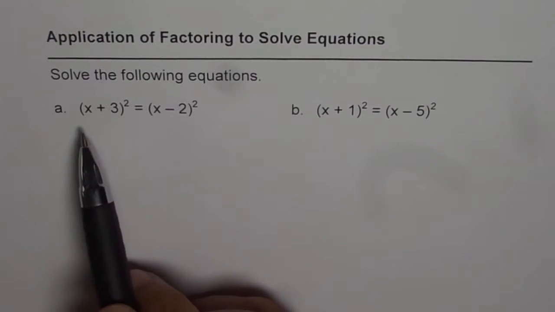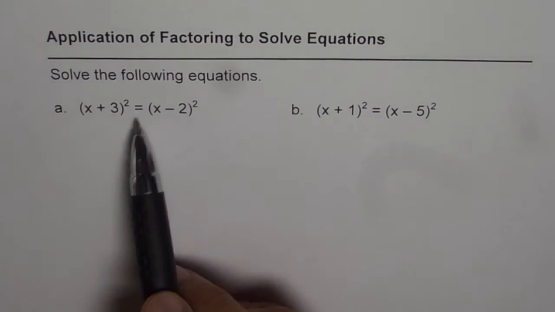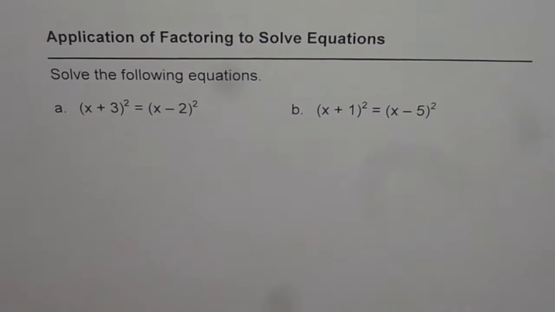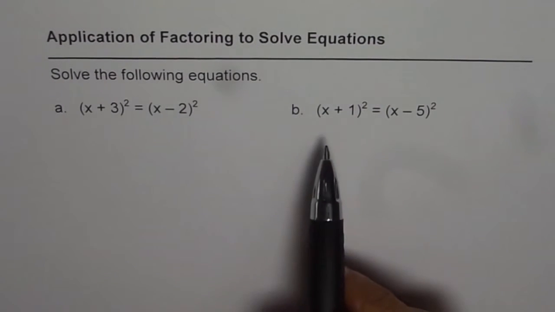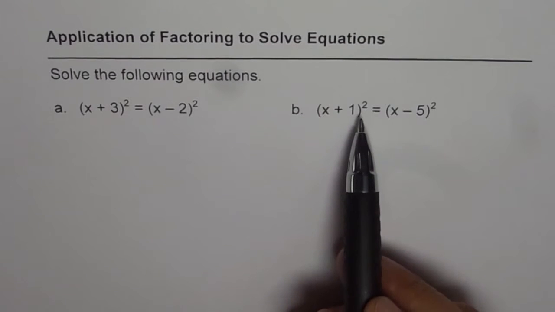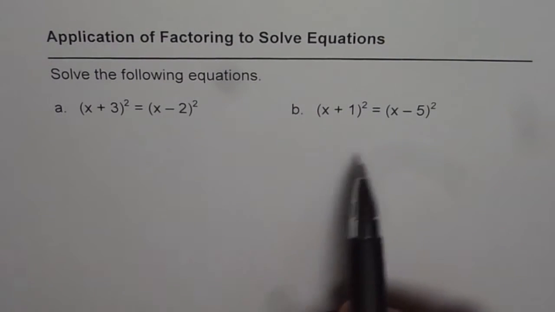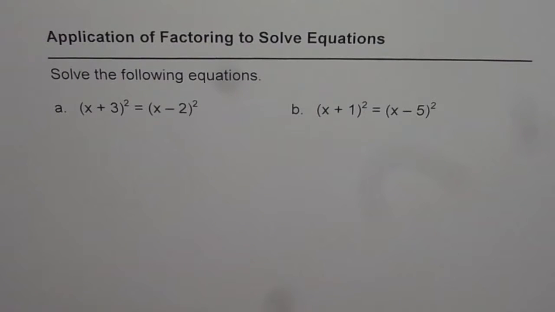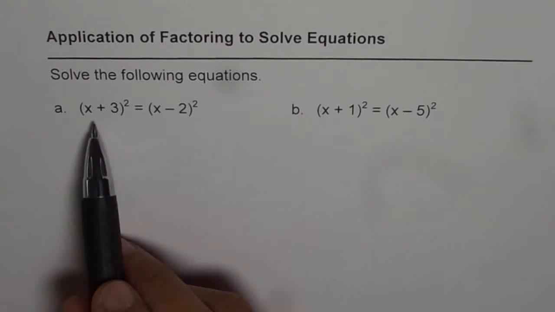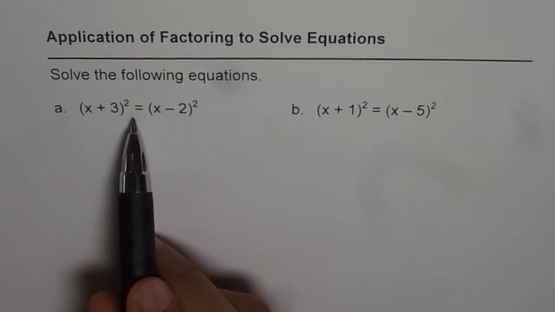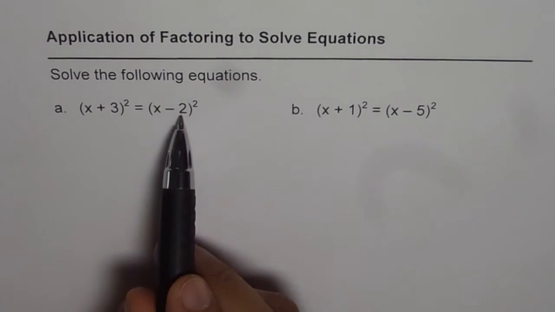Question is (x + 3)² = (x − 2)². The second question is (x + 1)² = (x − 5)². Well, these are very similar questions, so I'll do one of them and request you to do the other one. Okay, that should be fine. Let's try to solve part A, which is (x + 3)² = (x − 2)².